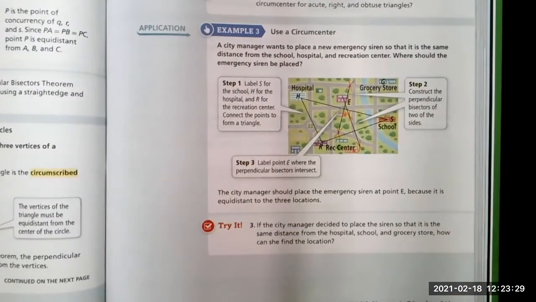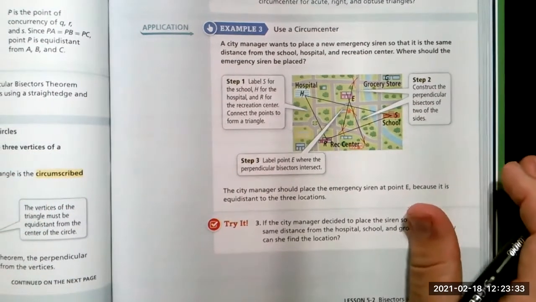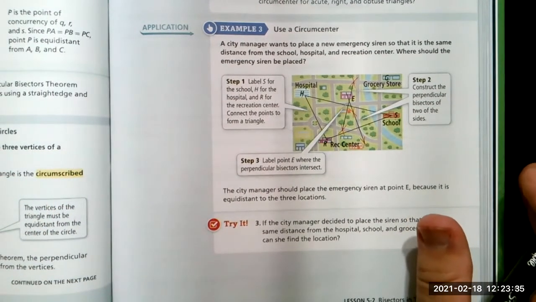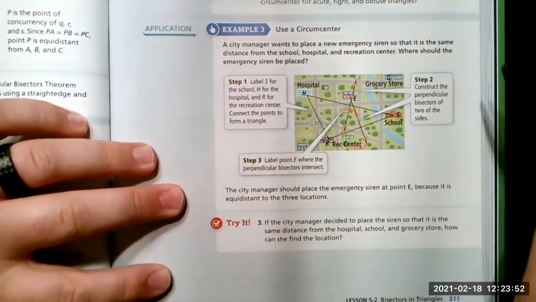Example 3. Use a circumcenter. So you might be thinking, why does all this stuff matter, right? There's a lot of times in math where you learn something and, honestly, unless you teach math, you may not use that idea or that concept. Here's what you can do. We're talking about circumscribed circles, circumcenters, all that kind of stuff. Let's look at how this can be applied.